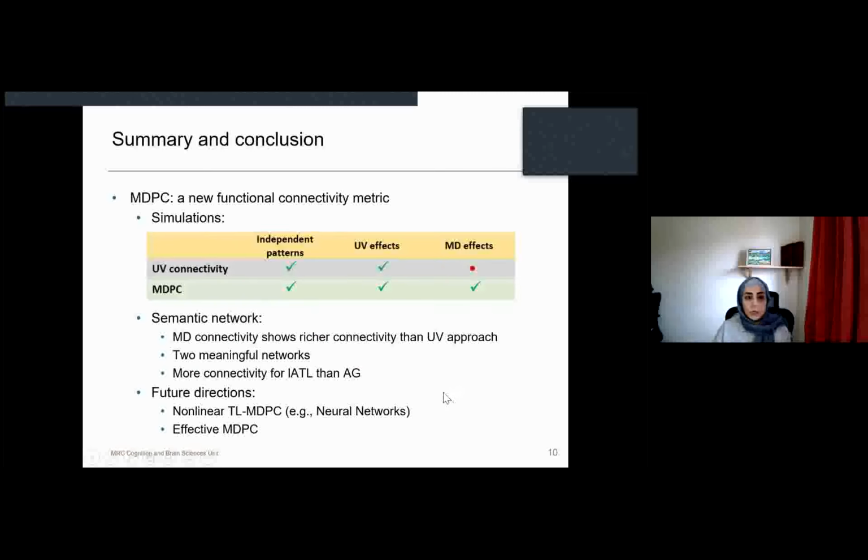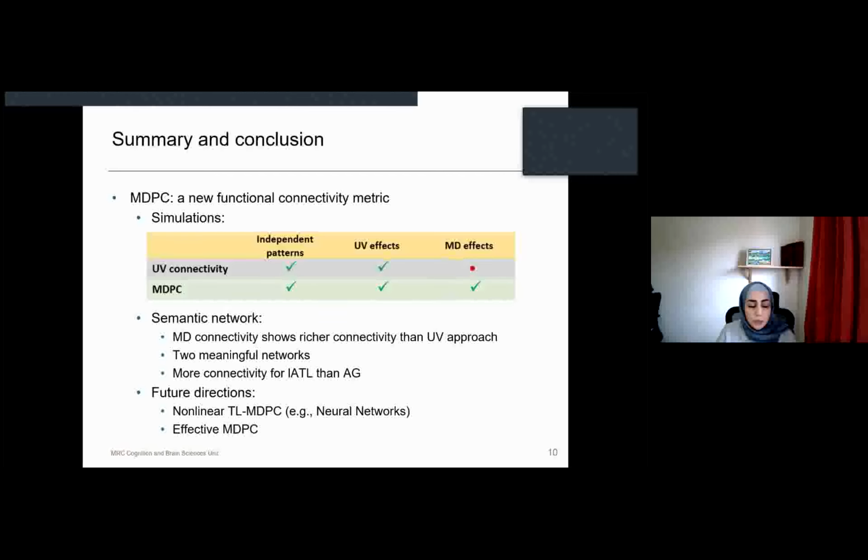Well, to summarize and conclude, multidimensional pattern connectivity is a new functional connectivity metric. Our simulations showed that this method is immune against false positive errors and performs really well in both univariate effects and multidimensional effects. Regarding our specific semantic question, we got more and richer connectivity with the multidimensional approach compared to the univariate approach. And there seem to be two meaningful networks, one including left and right ATLs, posterior temporal cortex and IFG, and one including visual area and angular gyrus and probably posterior temporal cortex.